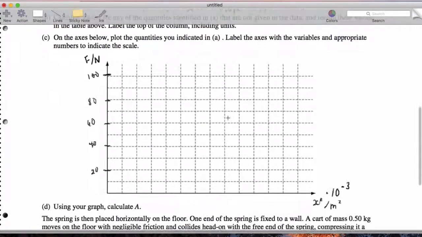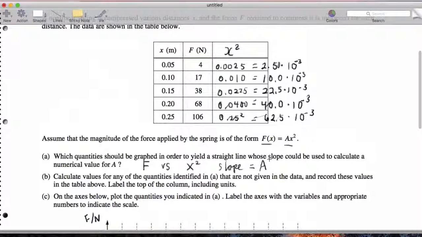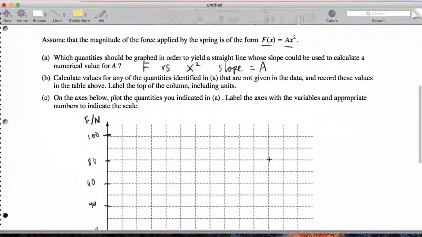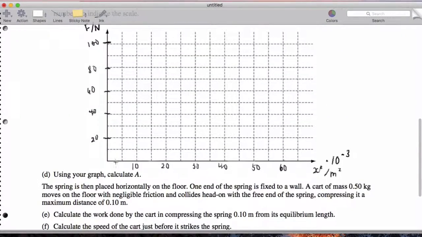So we need to go from 0 to about 62.5. That's the range. So let's just count squares here. So I've got 1, 2, 3, 4, 5, 6, 7, 8, 9, 10, 11, 12. 12 times 5 is 60. So why don't I count off by 5? So this will be 10, 20, 30, 40, 50, 60, and then this would be 65 times 10 to the negative 3. And that allows us a nice range of x values. So at 2.5, I have a force of 4 newtons. So this is about the 2.5 mark, and 4 newtons would be about right there.